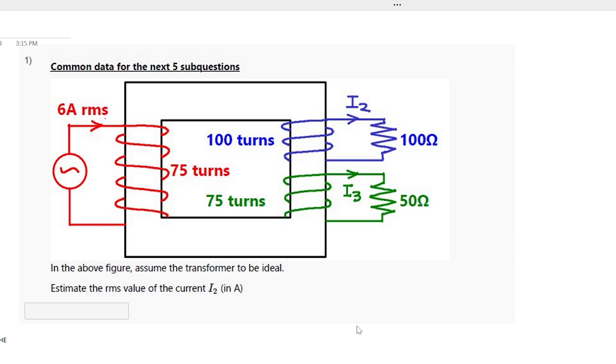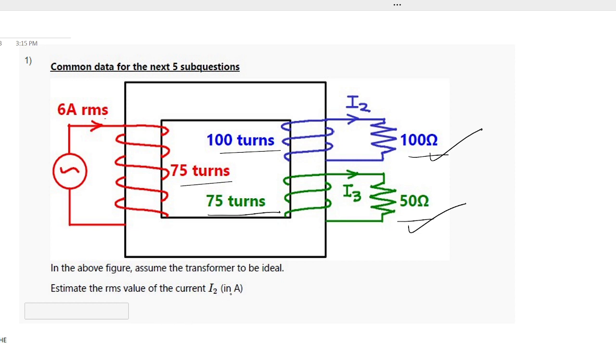So you have the question for this: a three winding transformer. You have 6 ampere flowing in the primary winding, represented by the red color, the secondary winding with blue color, and the green color represents the tertiary winding. We have a 100 ohm resistive load terminated at the secondary winding and 50 ohm at the tertiary winding. The primary winding has 75 turns, the secondary has 100 turns, and 75 turns are with the tertiary winding. You have to find out the RMS value of current in the secondary winding.